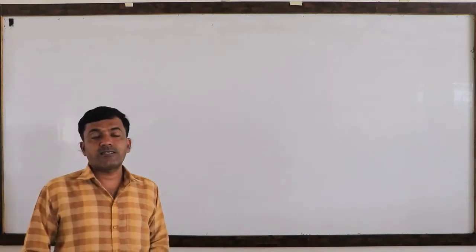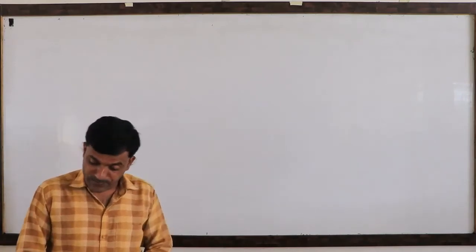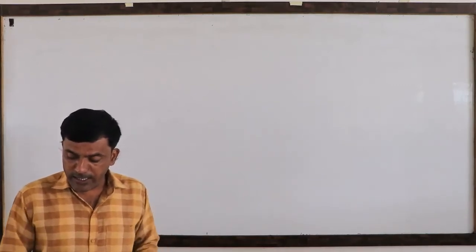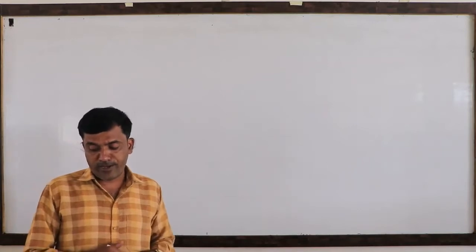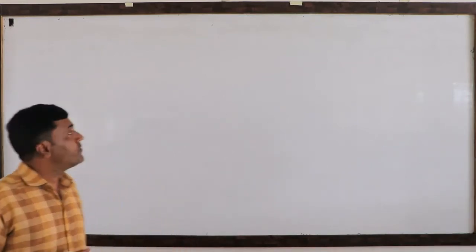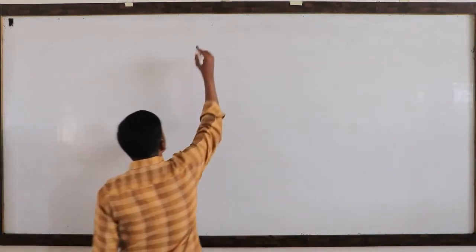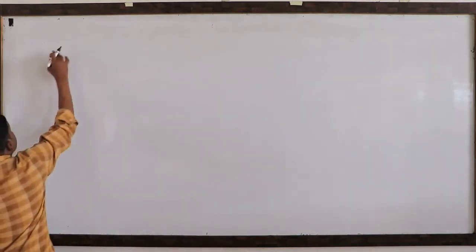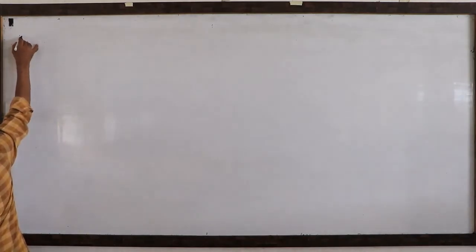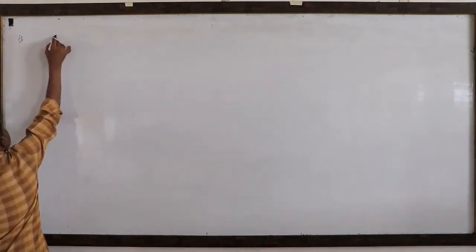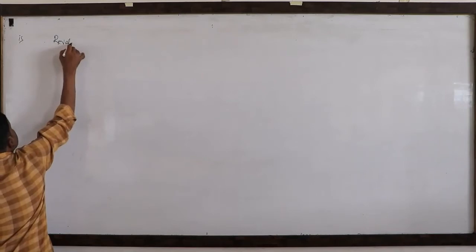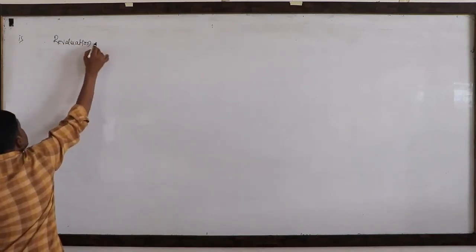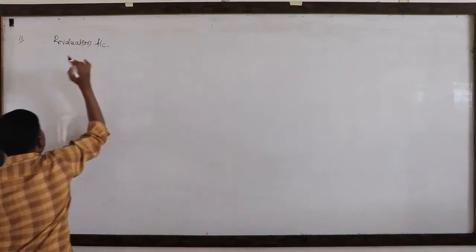The first account is the revaluation account, that is a nominal account. The second one is the partners' capital account. Thirdly, the new balance sheet of the firm. So now I am going to draw the table for solving this 12 marks problem. Look here. The first one is the revaluation account.